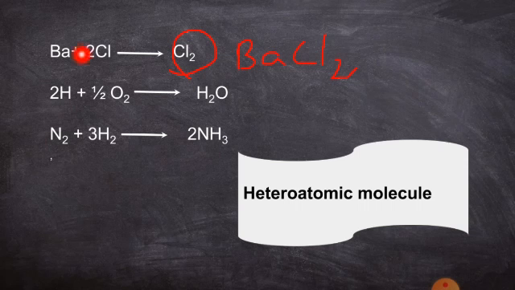Then we have barium, which reacts with two chlorine atoms, which leads to the formation of barium chloride. And the next example, two hydrogen react with oxygen, which leads to the formation of a water molecule. Like that, when nitrogen and hydrogen react to give ammonia, here there is a combination of two or more different atoms combining to give a molecule by chemical bond. That's why we say these are examples of heteroatomic molecules. Hetero means different. There is a combination of different atoms. And a heteroatomic molecule is also known as a compound.